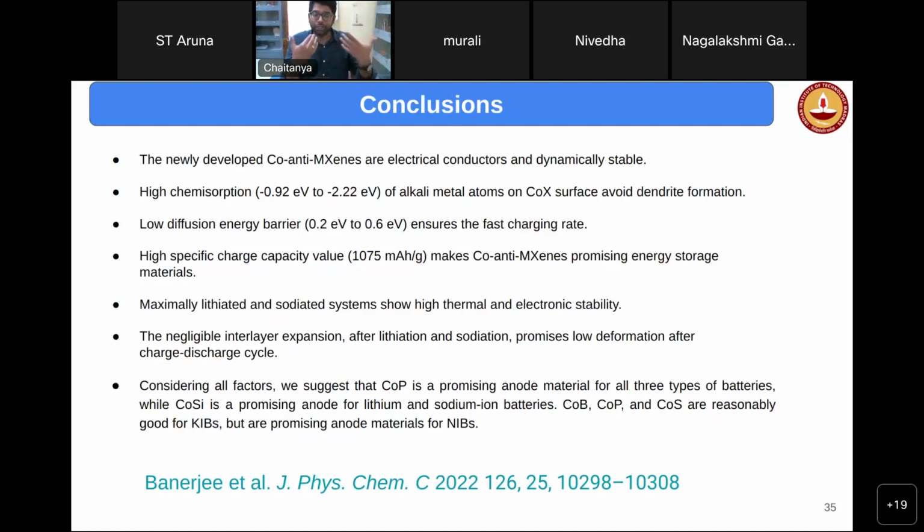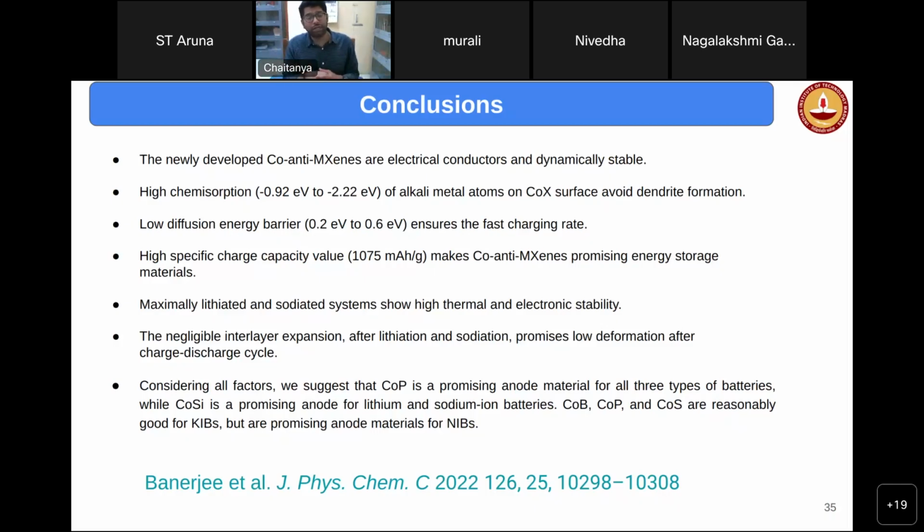After that, you need to calculate whether multiple layers of these metal atoms can be adsorbed or not. If they are able to adsorb, and if you are able to get a large specific capacity value, that is very good. And if the average anodic voltage is low, that is also very good. And then you also need to ensure that there is high thermal stability. So you need to construct the system and run a molecular dynamics run, an MD run or something of that kind, at 300 K.